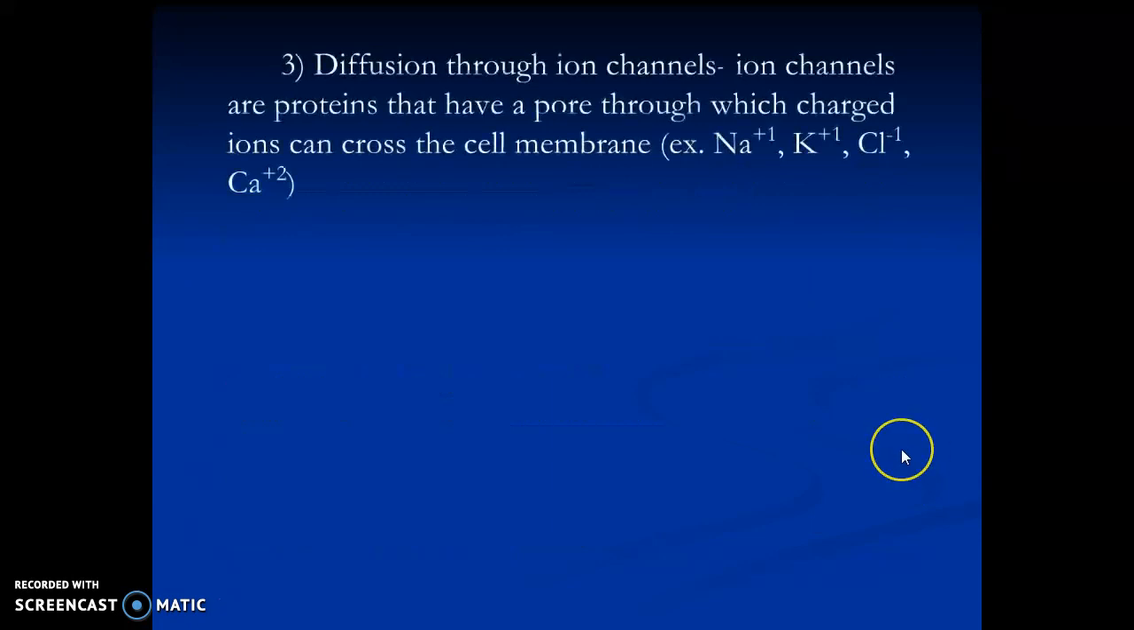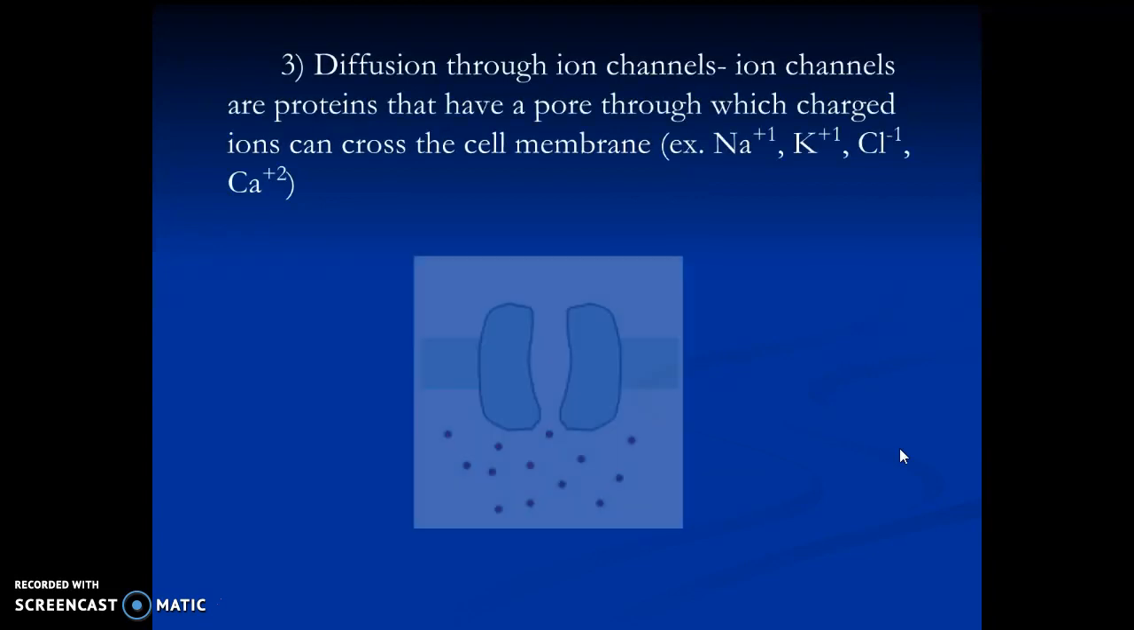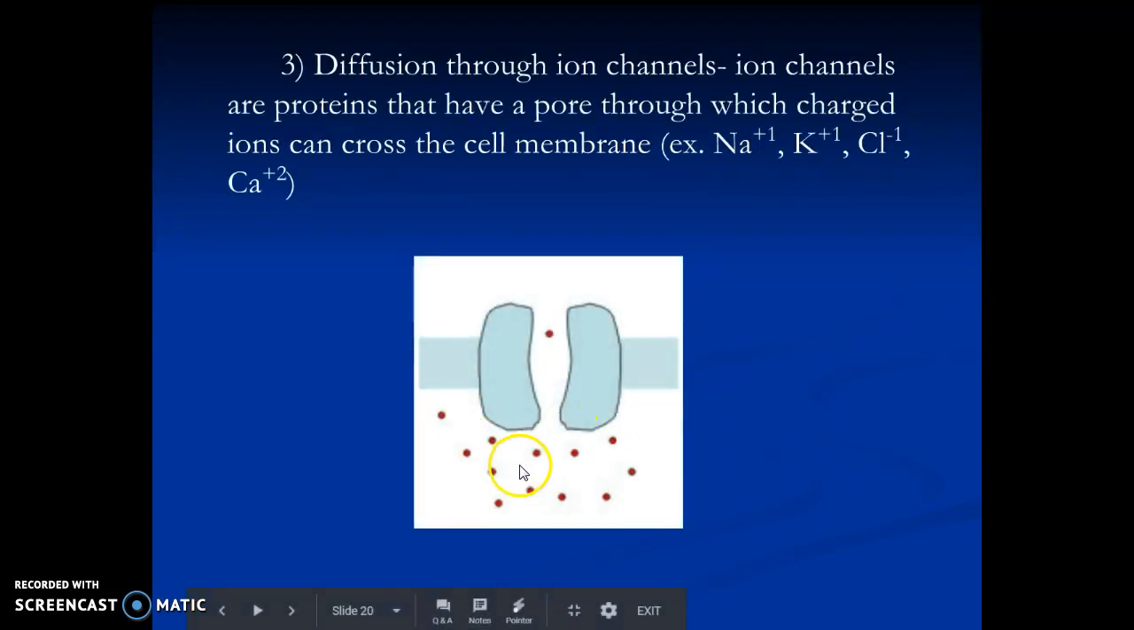Diffusion through ion channels is the third type. Let's review. The first type was simple diffusion, the first type of passive transport. The next type is osmosis, which is a diffusion of water. The third type is diffusion through ion channels, and that's just when we have ions that want to go from high to low. See, they're high here, they're going to low concentration.